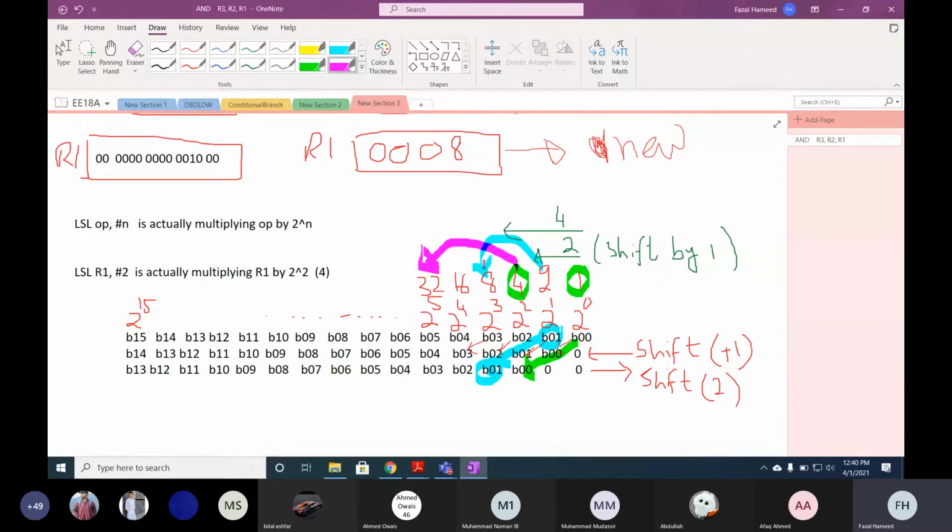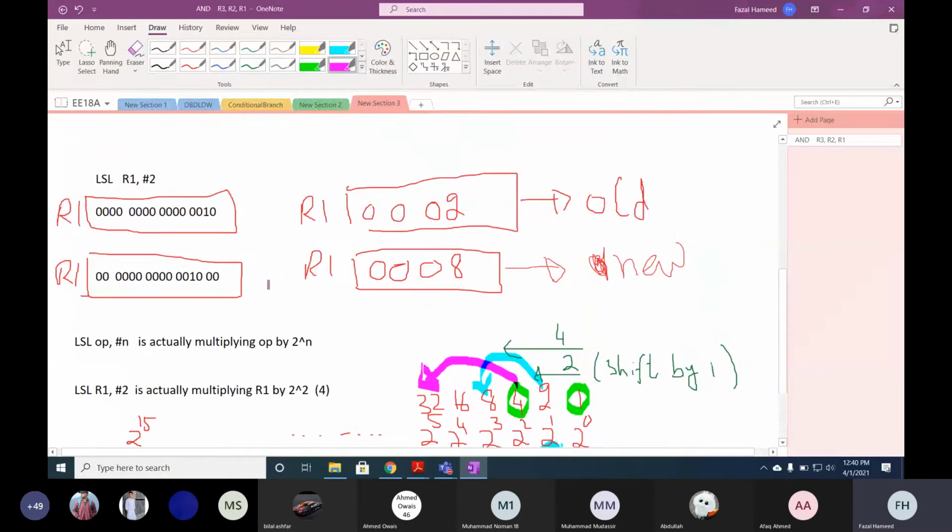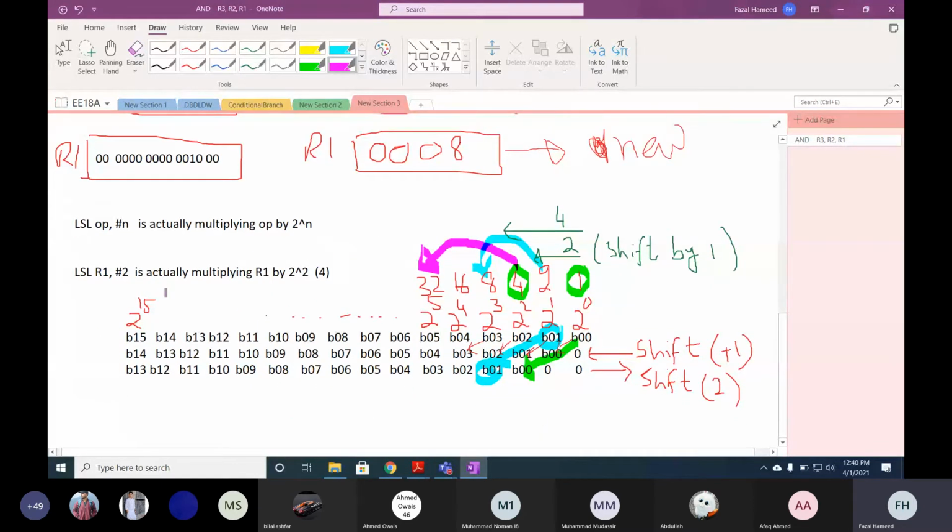But special care should be taken when considering the most significant bit. If you have a 0 at the most significant bit, the data will not be lost, and it will be multiplication by 2 to the power n. But if the most significant bit is 1, the most significant bit will be lost, so there is also an overflow. And if you remember, last time I told you that when we multiply two n-bit numbers, what will be the result?